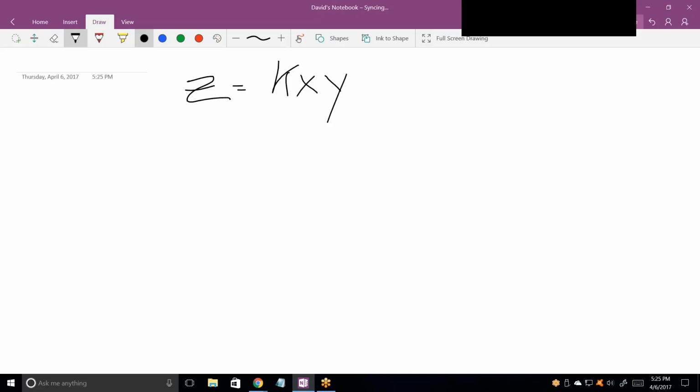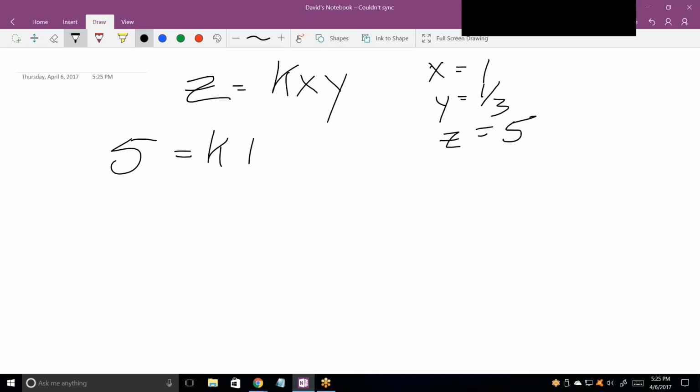And 41, they're giving us an X that is 1, a Y that is 1/3, and a Z that is 5. Tell me what to do. 5 equals K times 1 times 1/3. Now what? Multiply each side by 3. Now what?